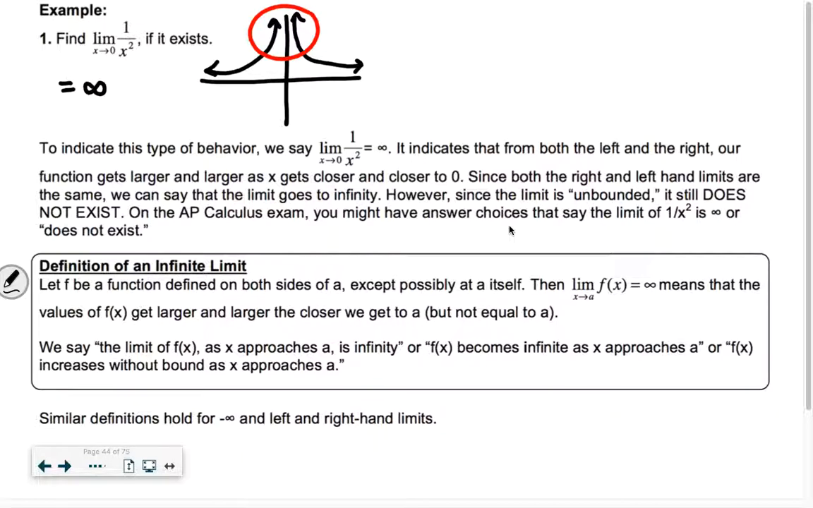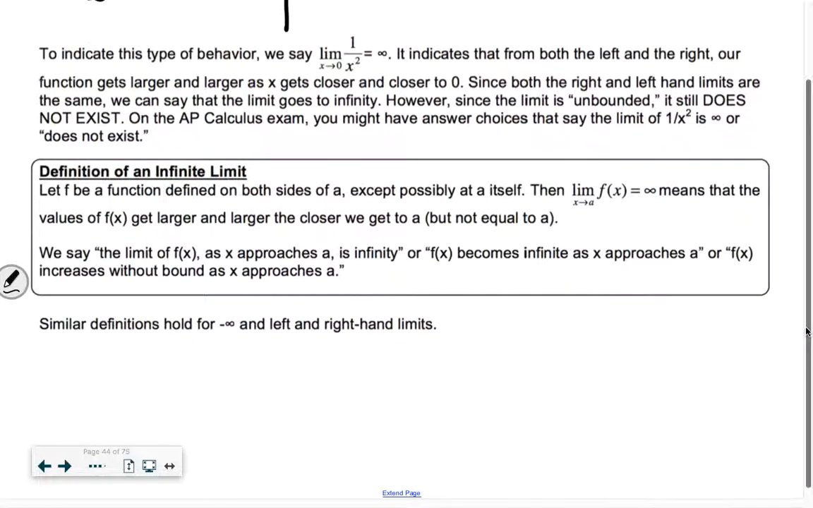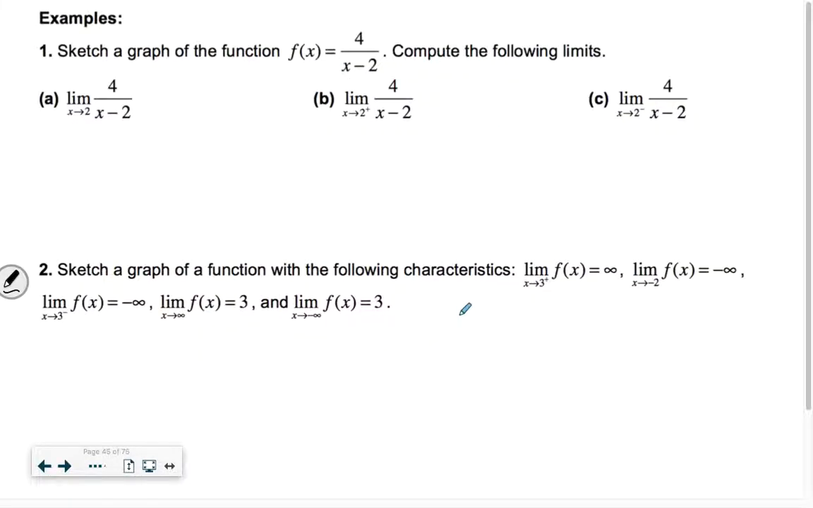So like I said, on the AP exam, you'll have different choices. The definition of an infinite limit basically says that the closer you get to a certain number, your y value just gets out of control big, or negative infinity. So it gets larger and larger and larger. It increases without bound, we sometimes say. All right, so similar definitions hold for right and left-handed limits. So just knowing what each of these looks like, I think you guys are good here.